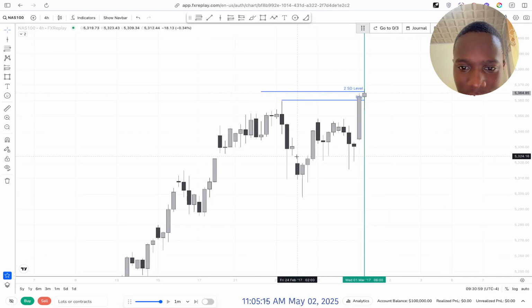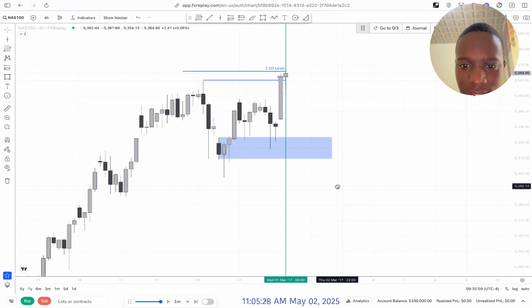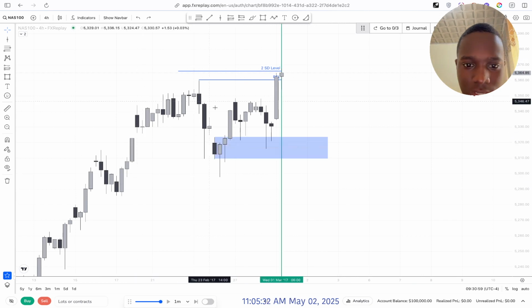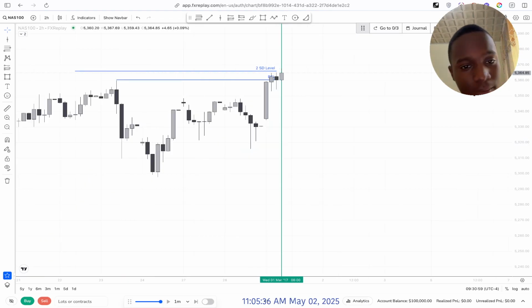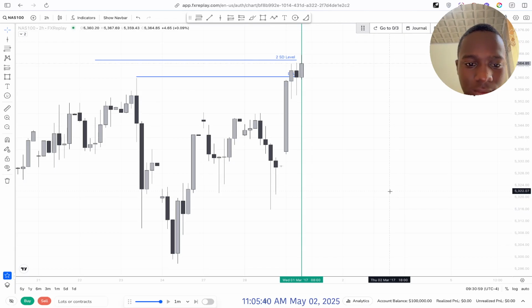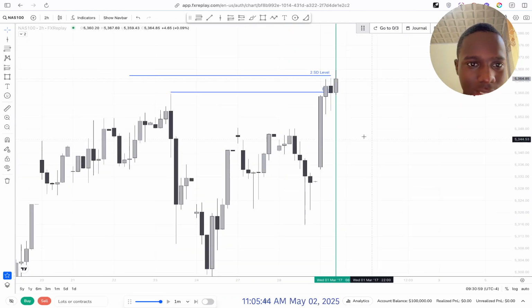So you can see a reaction off of this order block and then a push higher, as you can see in the high time frame. Order block, reaction off of it, market pushes higher on Wednesday. Great. So let's remove this, and let's go to the 2-hour time frame. You can see the market bouncing off of some key levels, pushing higher.